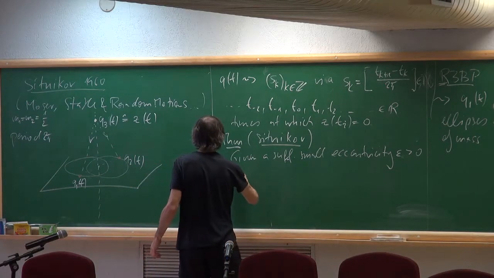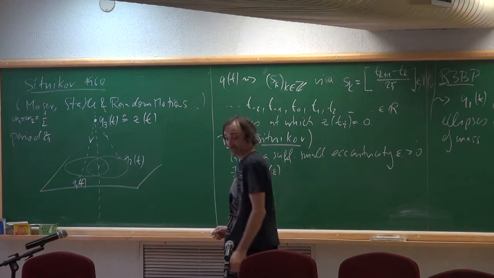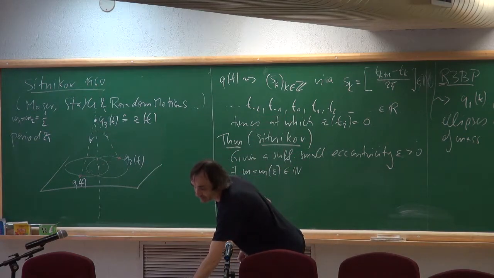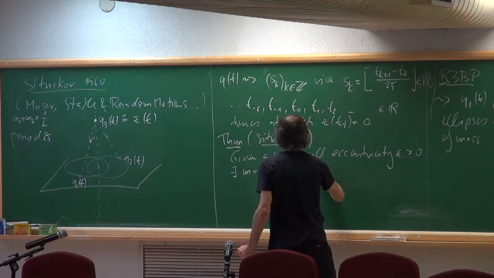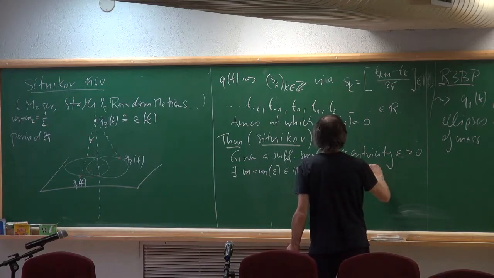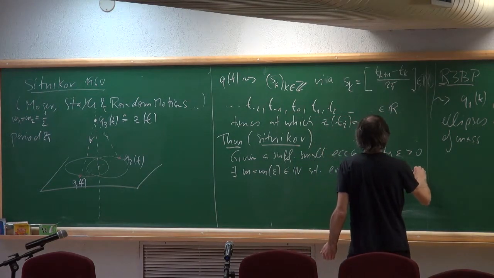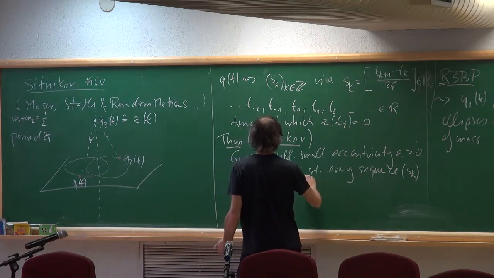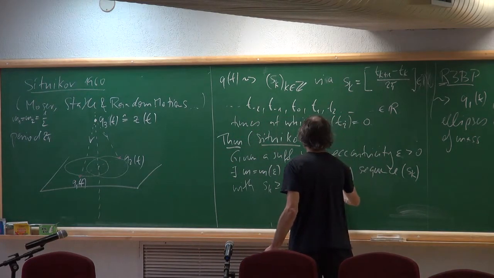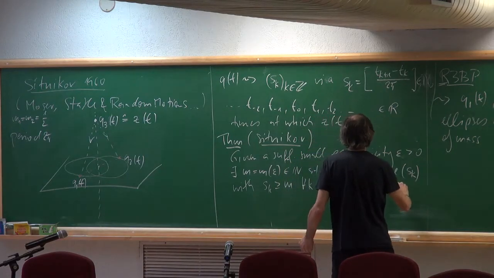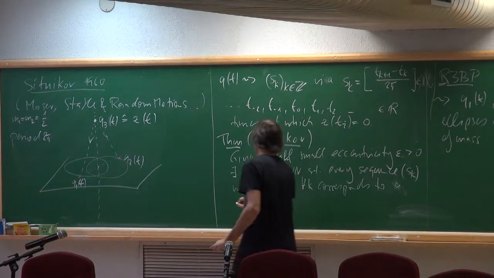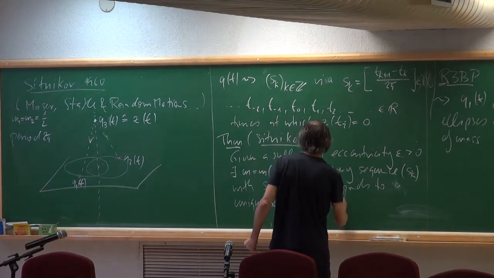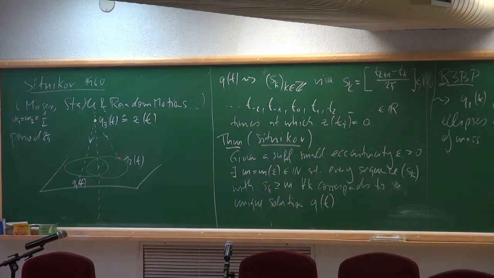And there exists some integer m, which depends on this eccentricity, in the natural numbers, such that every sequence s_k with s_k greater or equal to this number for all k corresponds to a unique solution q(t) of that system.